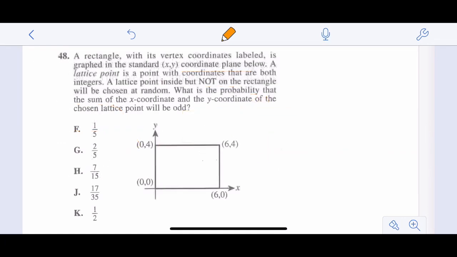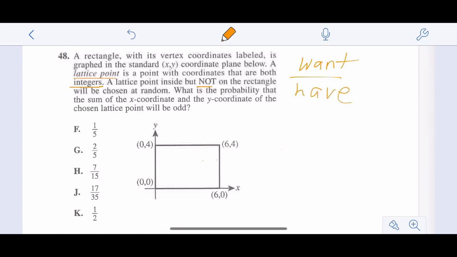Coordinate units labeled below is graphed in a standard XY coordinate plane. A lattice point is a point with coordinates that are both integers. We're not going to have any decimals. A lattice point inside but not on the rectangle, so it can't be on the rectangle, will be chosen at random, so somewhere on the inside. What is the probability that the sum of the x coordinate and the y coordinate at the chosen point will be odd? So probability is what we want over what we have.